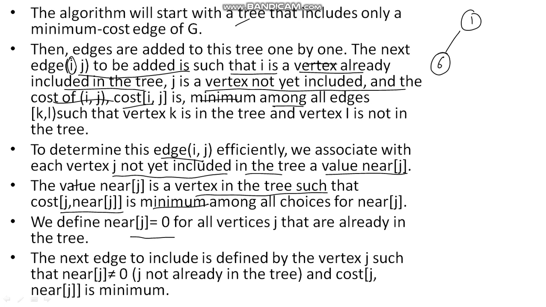We define near j equal to 0 for all vertices j that are already in the tree. That is the same thing I have done. The next edge to include is defined by the vertex j such that near j is not equal to 0, that is, j is not already in the tree, and cost of j comma near j is minimum. In this way it works.